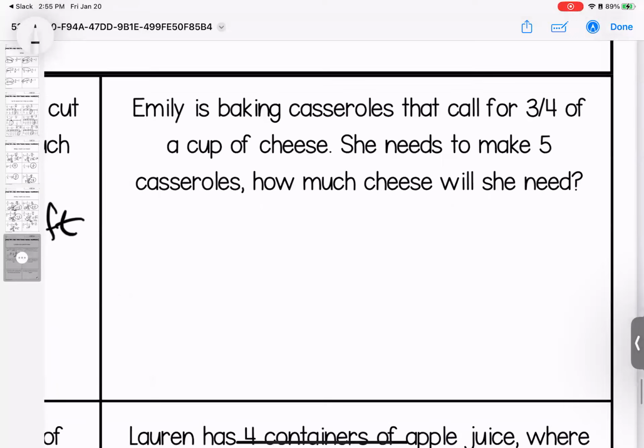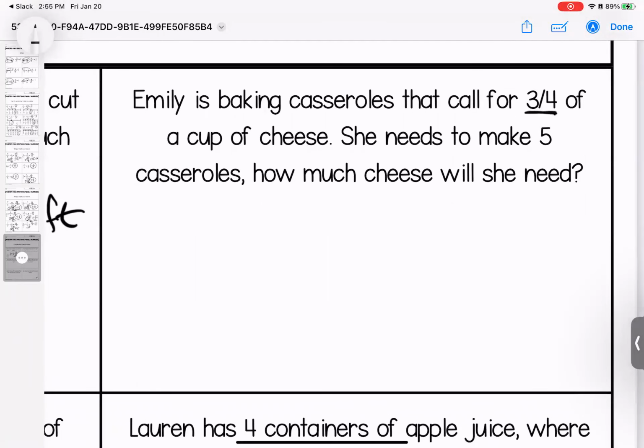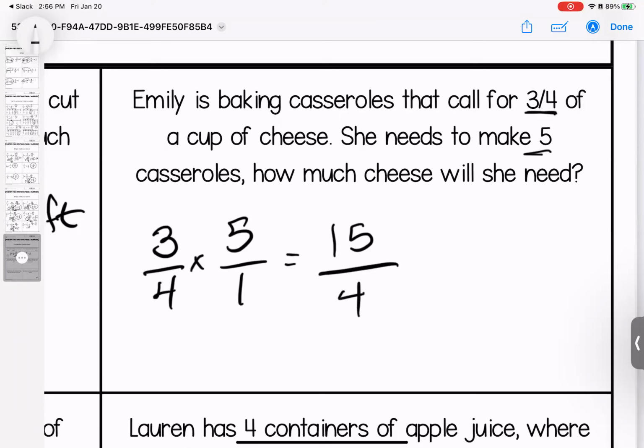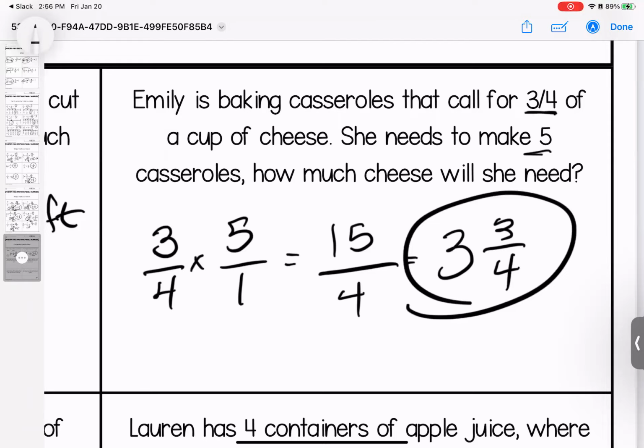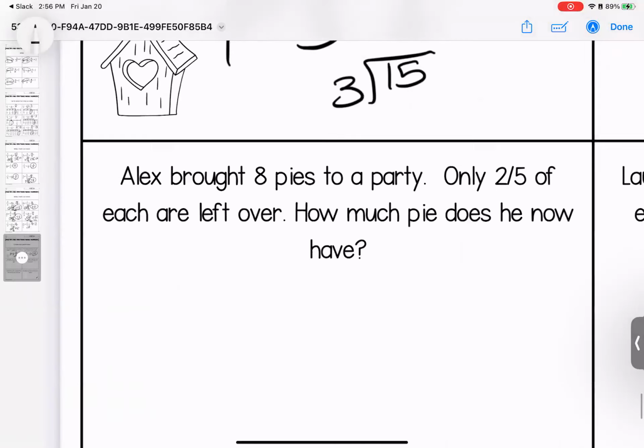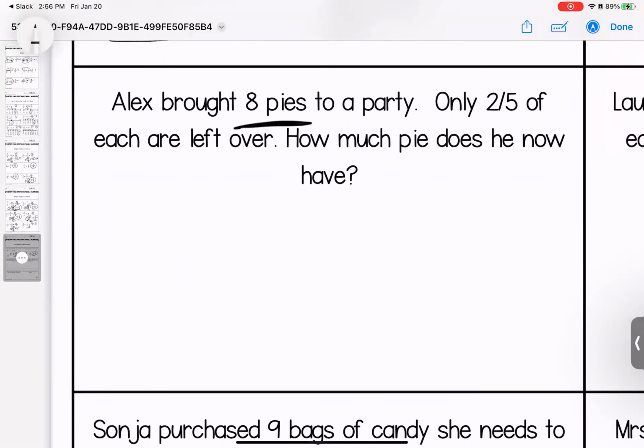Over here, Emily is baking casseroles that call for 3/4 of a cup of cheese. She needs to make 5 casseroles. How much cheese will she need? So we need 3/4 in each of 5 casseroles. No denominator, give it 1. 3 times 5 is 15. 4 times 1 is 4. We can simplify this. 4 goes into 15 3 times, and I would have 3 pieces left over, 3 and 3/4.